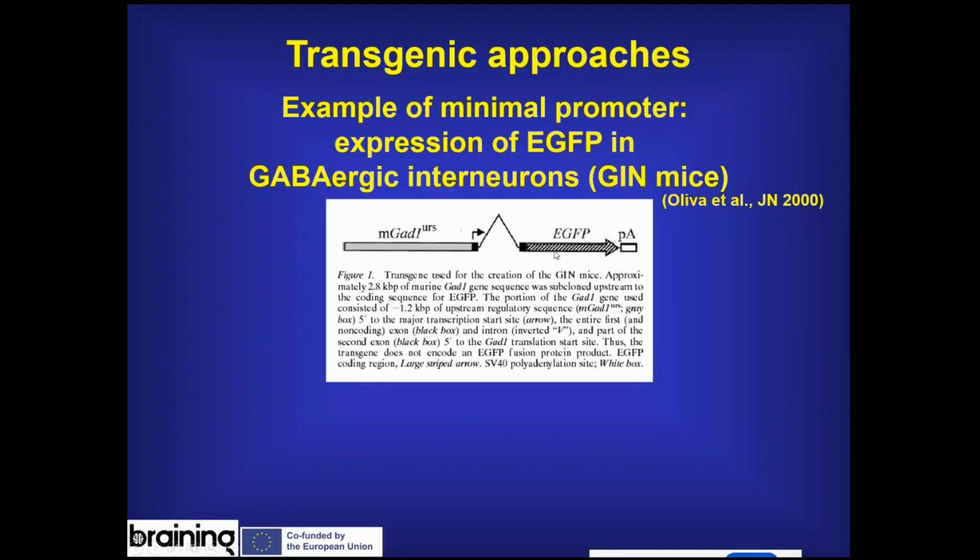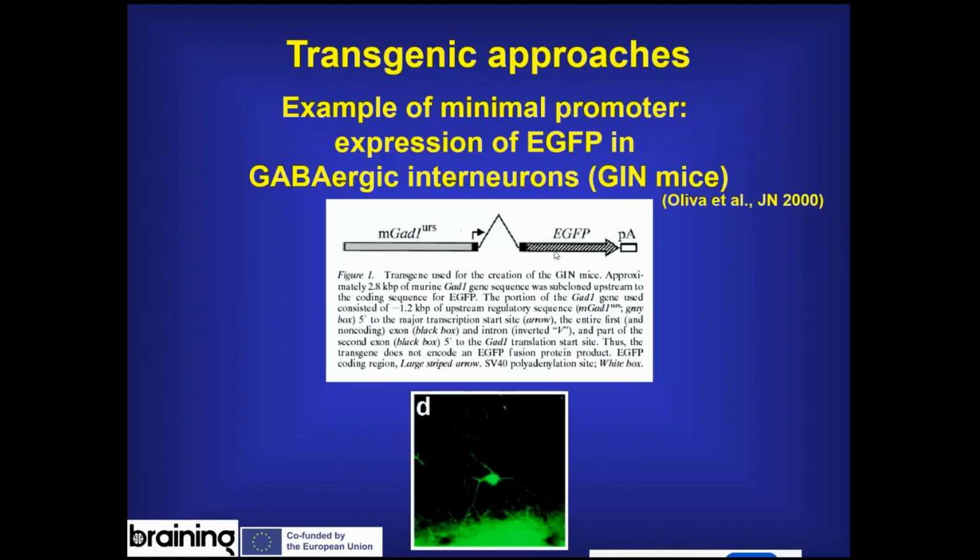They made the injection in oocytes. They found the right founder, which under a fluorescent microscope in slices has all the interneurons labeled in green.